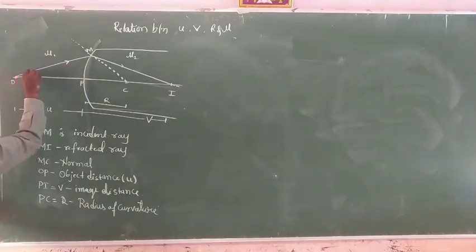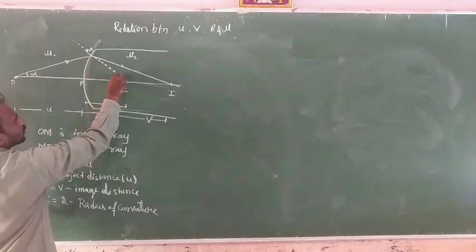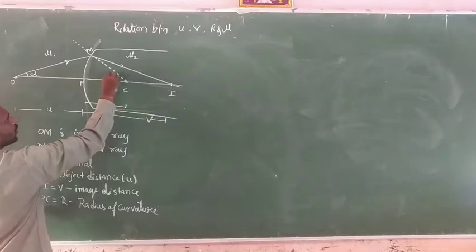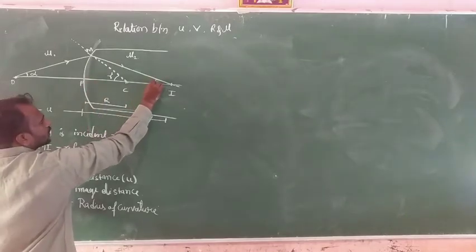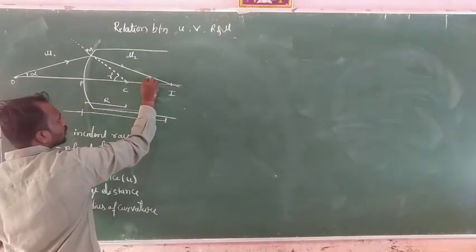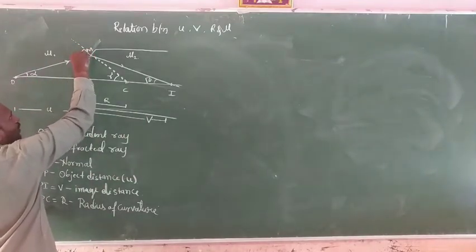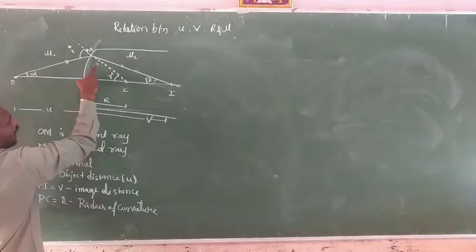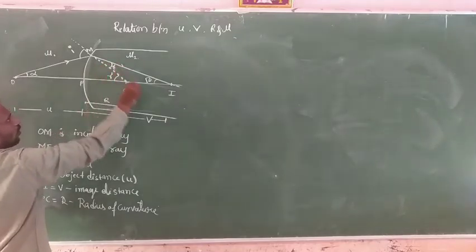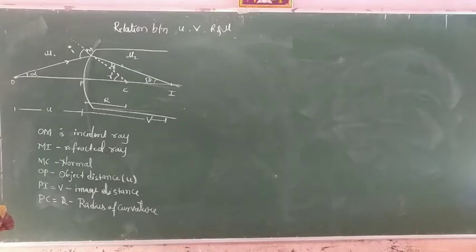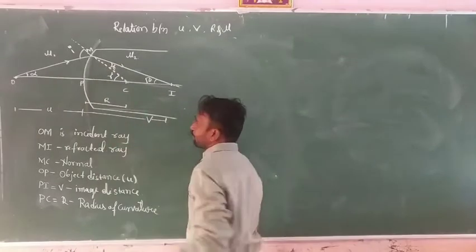Here, angle MOP we consider alpha. Angle MCP we consider gamma. Another one, angle MIP we consider beta. Here, this one is the incident ray and this one is the normal, and this angle is the angle of incidence i. And between the refracted ray and the normal, this angle we consider the angle of refraction r.